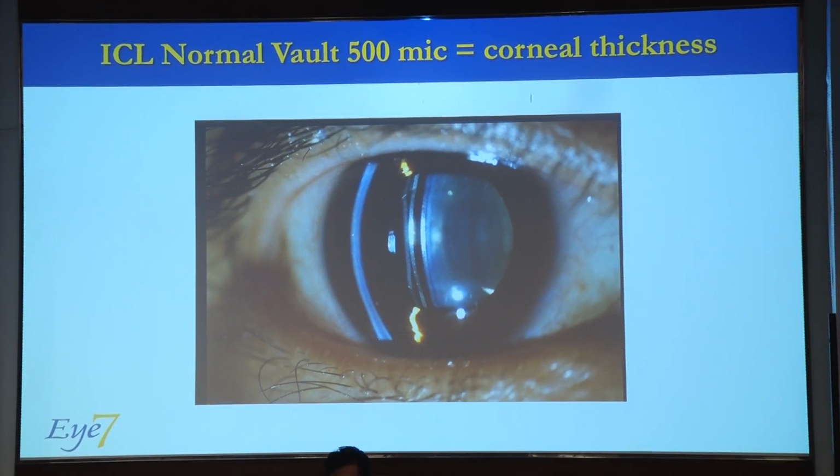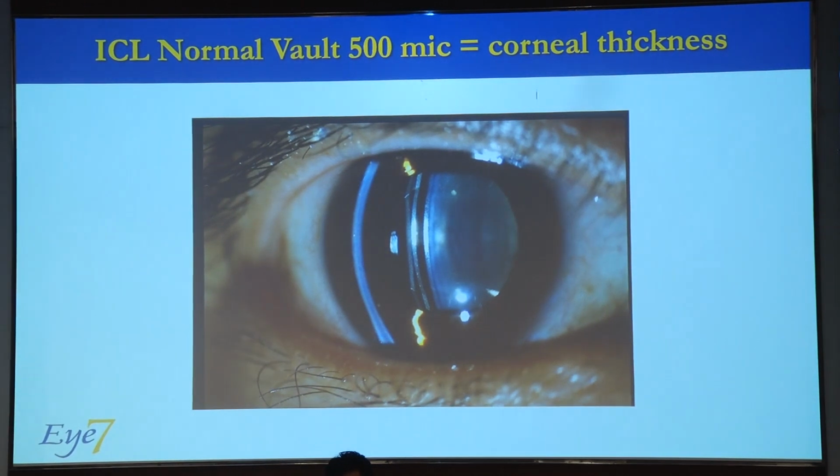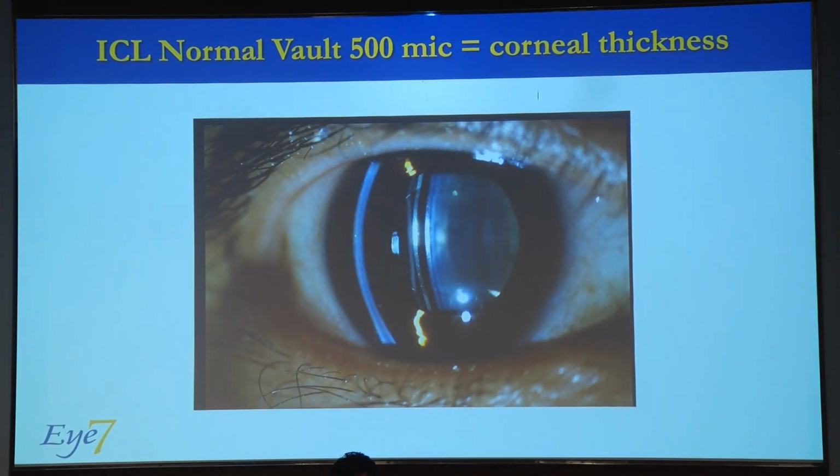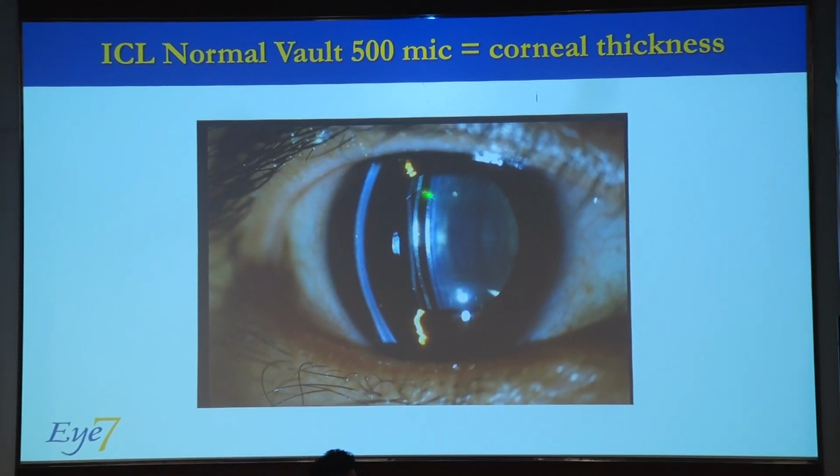So this is how a normal ICL vault in the eye should be. The vault is the space between the back of the ICL and the anterior capsule of the lens. Normally it is 500 microns plus or minus 250 microns. Here it is almost 500 microns. It is measured by comparing it with the corneal thickness, which is approximately 500 microns.